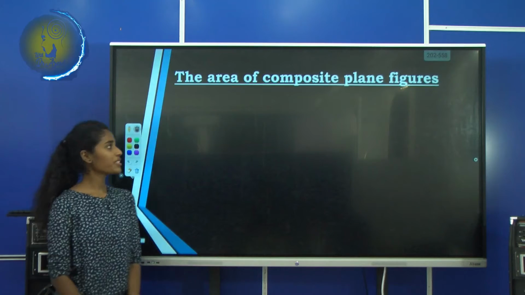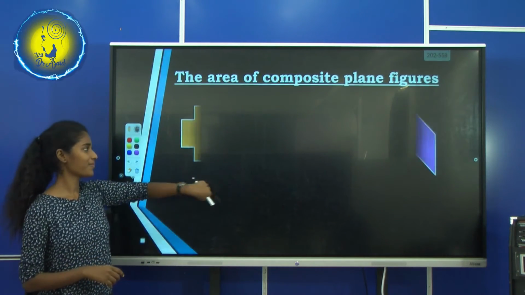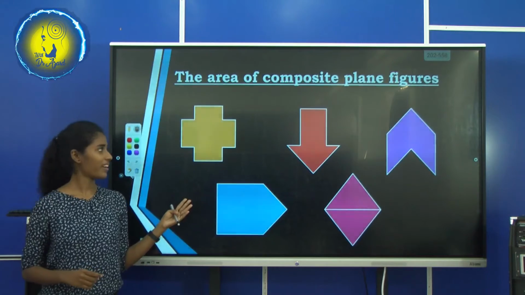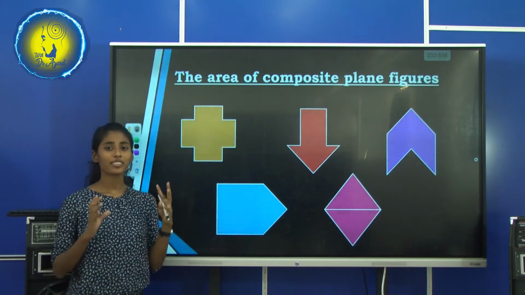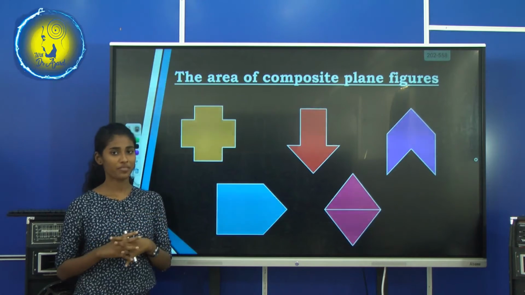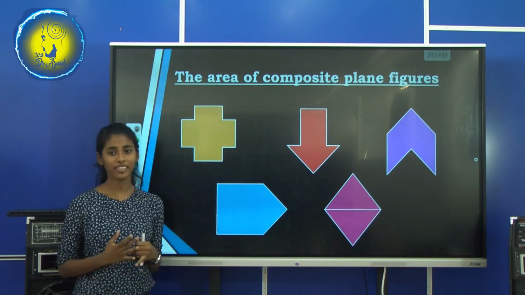The area of composite plane figures. What are the composite plane figures? Can you see some figures there? All the figures are made up of composite basic plane figures like square, rectangle, circle and triangles.